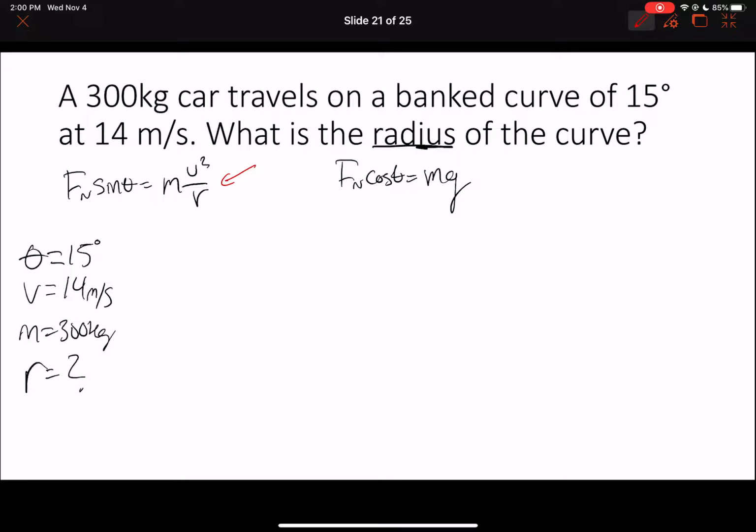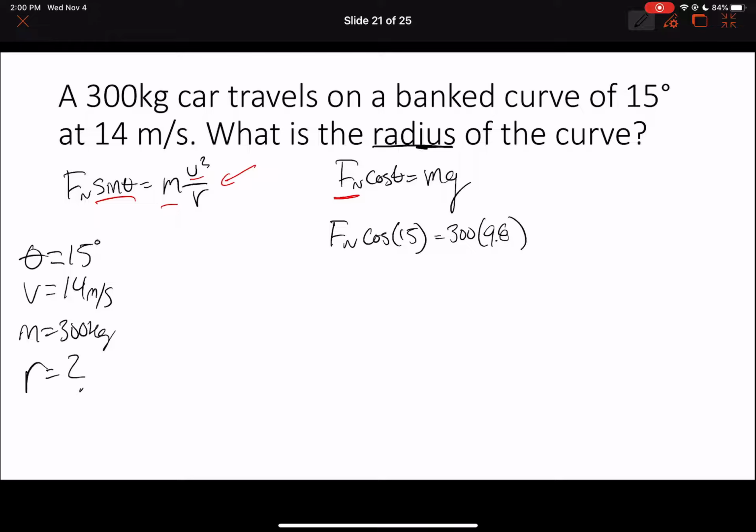Unfortunately, I don't know the normal force. I know this because I can type in my calculator sine 15 degrees, I know m and I know v. I just don't know normal force. So if we want to find normal force, we're going to have to go over here and solve for normal force. So let's plug in this stuff. F_n cosine of 15 is equal to 300 times 9.8.